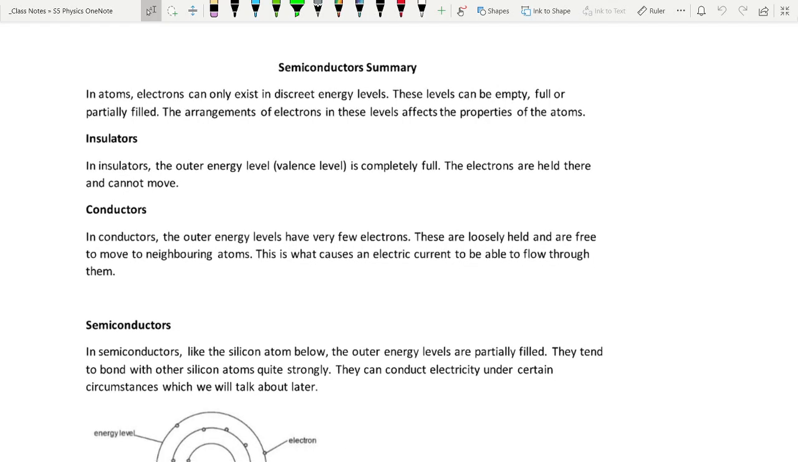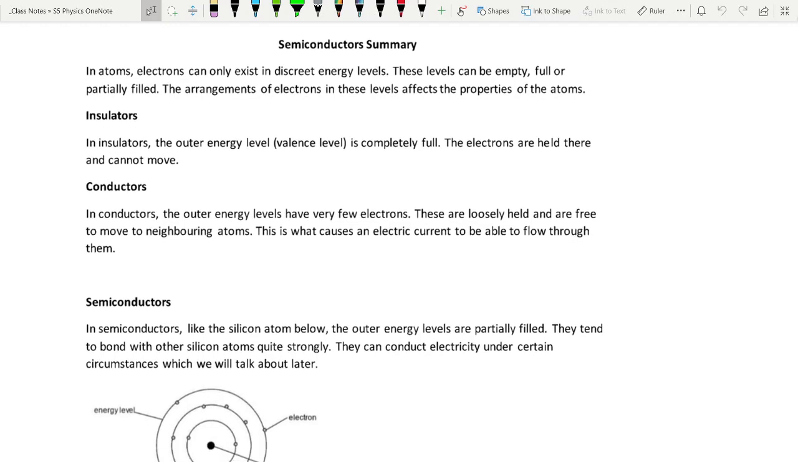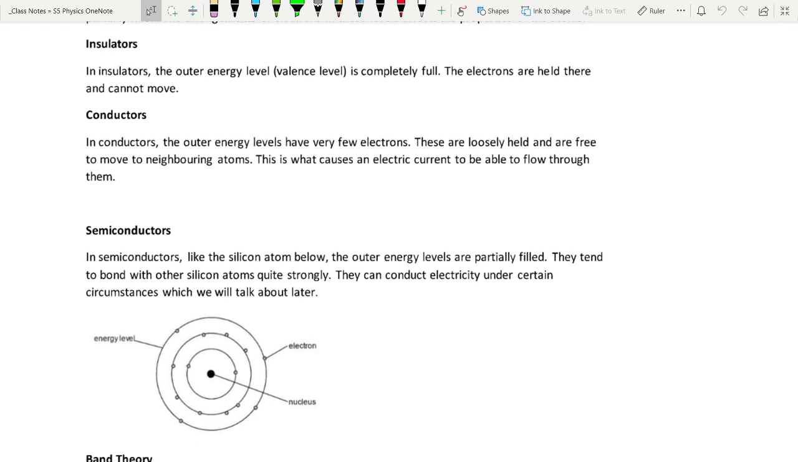So these levels can be empty, full, or partially filled. And the arrangements of electrons in these levels affects the properties of atoms. So two things that you already know about, insulators and conductors. For something to conduct electricity, it has to have electrons that can move. So when an outer energy level is completely full, that's a very stable structure. Those of you in chemistry, again, will know a bit more detail about this, but all you need to know is a full outer energy level is very stable, and very rarely can you get electrons to move around in that. They just want to stay in that full outer energy level and they don't want to move, okay?